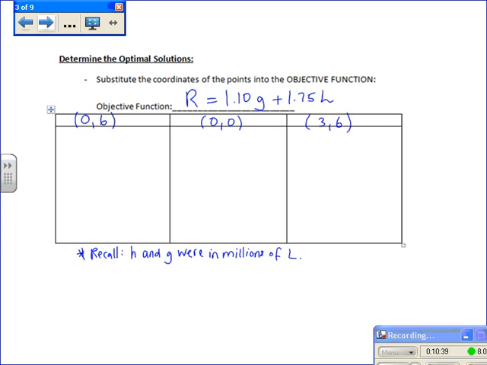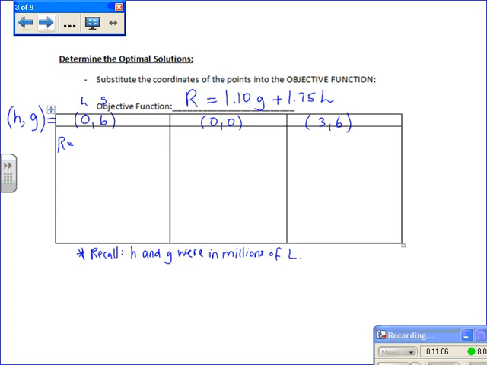Okay, and remember that a point always puts the x, the horizontal axis, first. So in this case, h before g. Okay, x before y. So when I'm looking at these points, that 0 is h, and the 6 is g. And so what I'm going to do is just substitute those values for g and h right into my objective function. So let's test the first one.